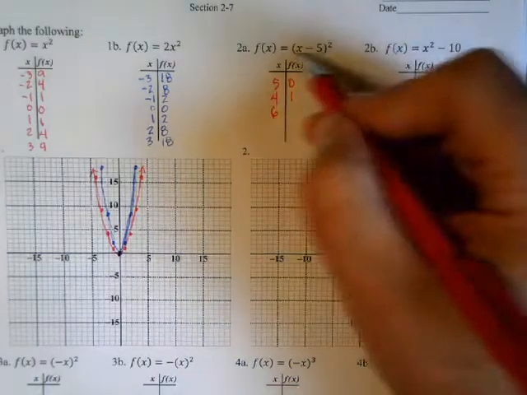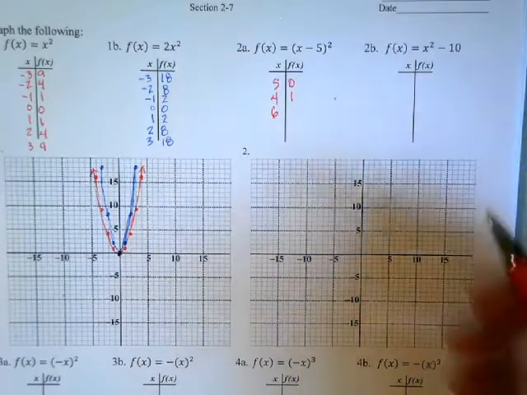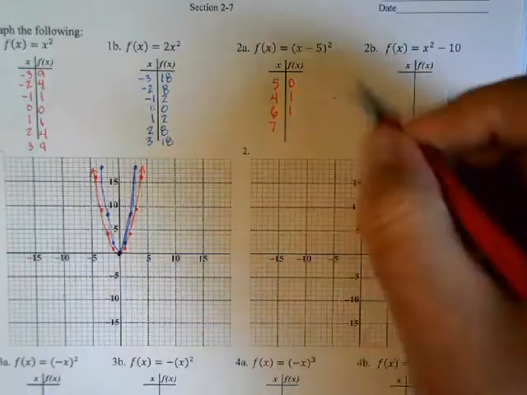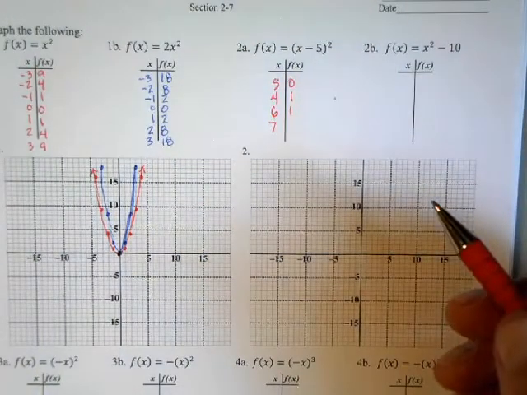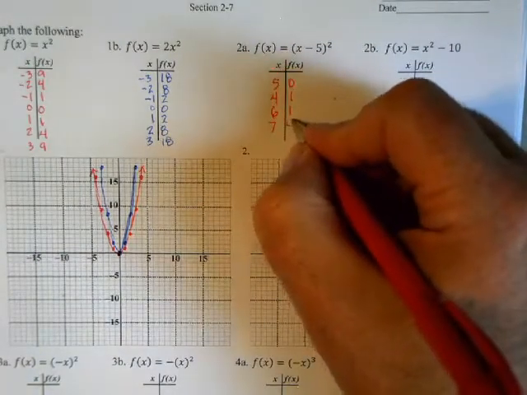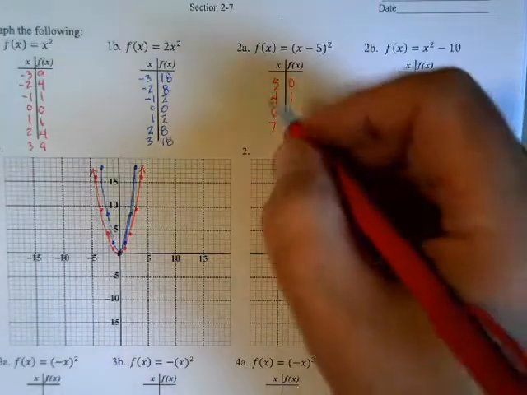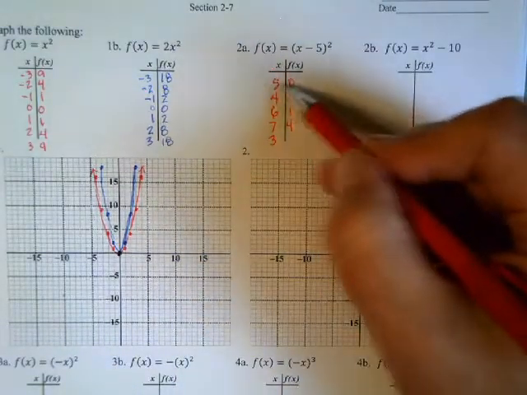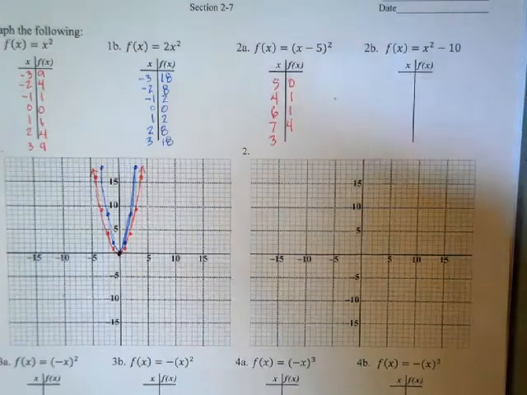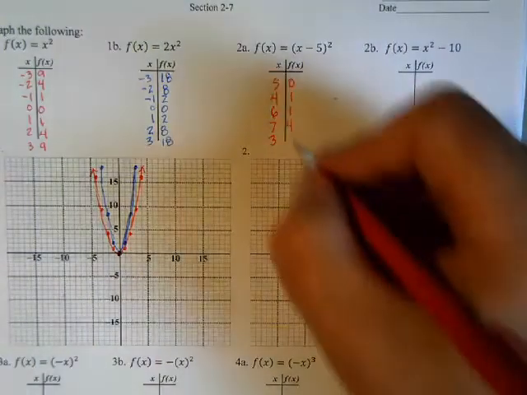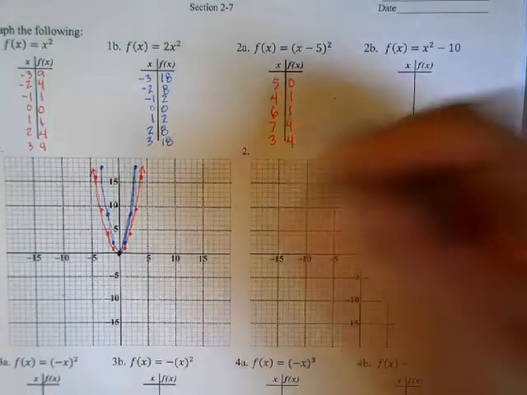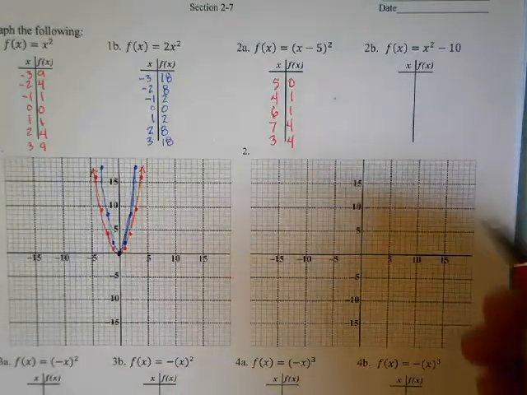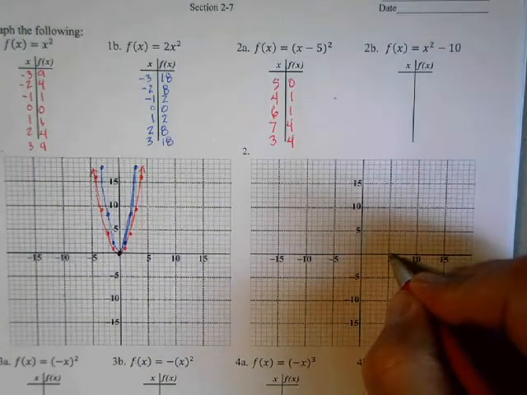If I put in, say, a 6, 6 minus 5 is +1, which gives me 1. If I put in a 7, 7 minus 5, that's 2. 2 squared, that's 4. If I put in a 3, notice how I'm going back and forth from the 5. 3 minus 5 is negative 2. Negative 2 squared again is 4. So you see how I'm pairing up my amounts. Well, when I graph that, the first point was here.